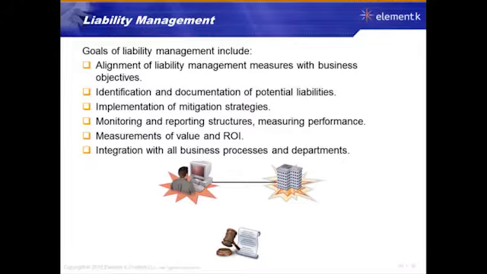And integration with all business processes and departments. All parts of the company need to be looking at the liability they incur for the organization. This can be huge. Remember, this can include punitive damages that go well beyond actual damages. It's not uncommon for punitives to be what's called treble damages, three times the amount.